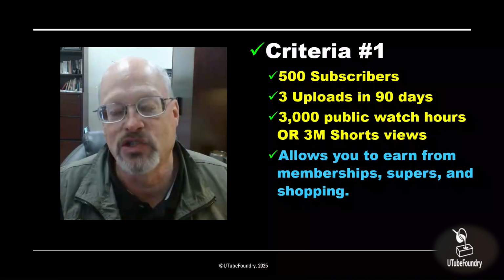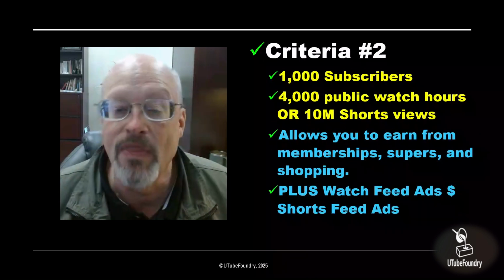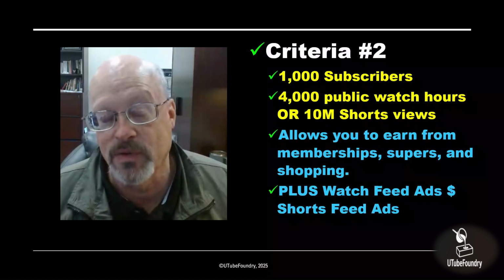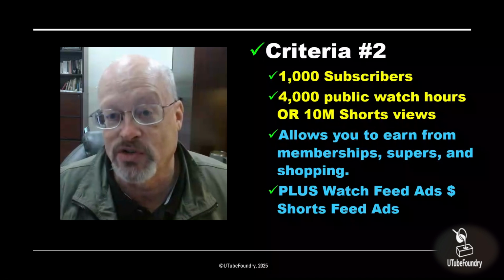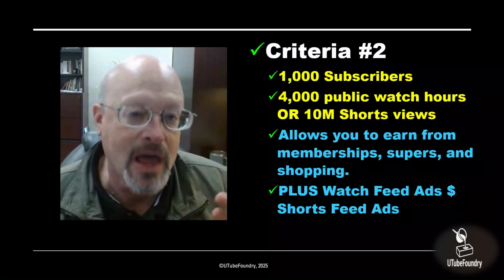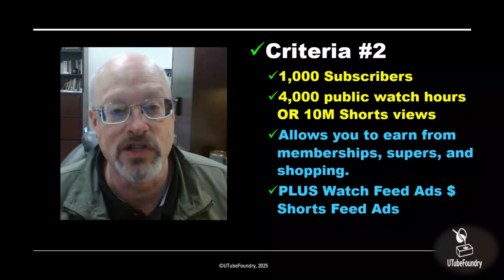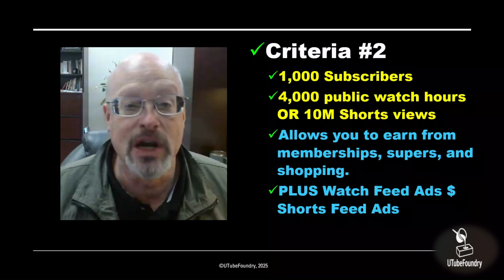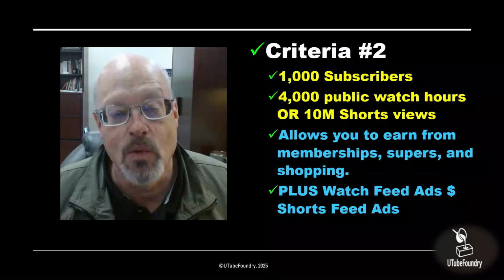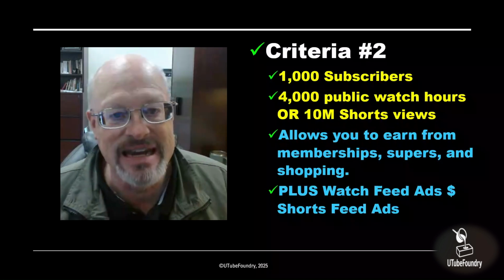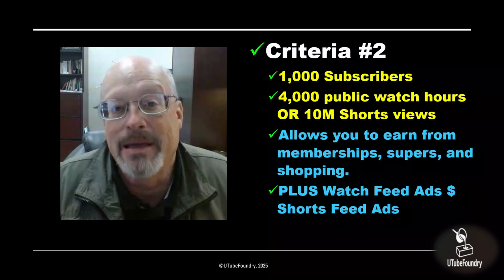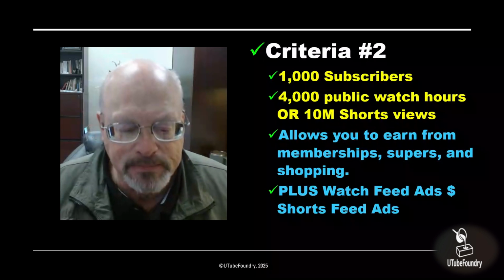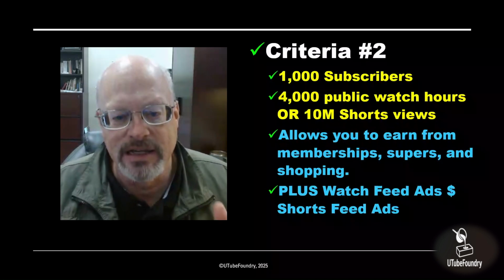Now, the second criteria is the one most of us will use. It is getting to 1,000 subscribers and either 4,000 watch hours over the previous 365 days or 10 million shorts views over the previous 90 days. Now, when you reach this level, it not only gives you the previous options of being able to make money from memberships, supers, and shopping, but you can also make money from the watch page ads and the shorts feed ads. So that's how you'll make most of your money anyway on YouTube. There are other ways, and we'll talk about those in another video. But what most people strive for is this particular level.